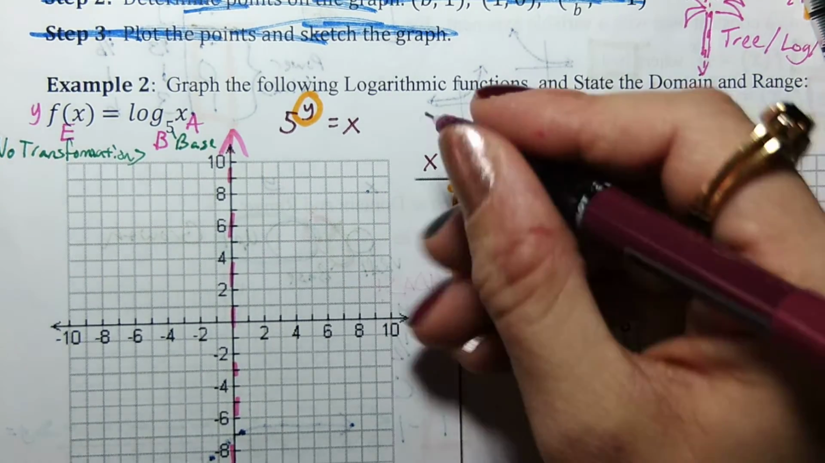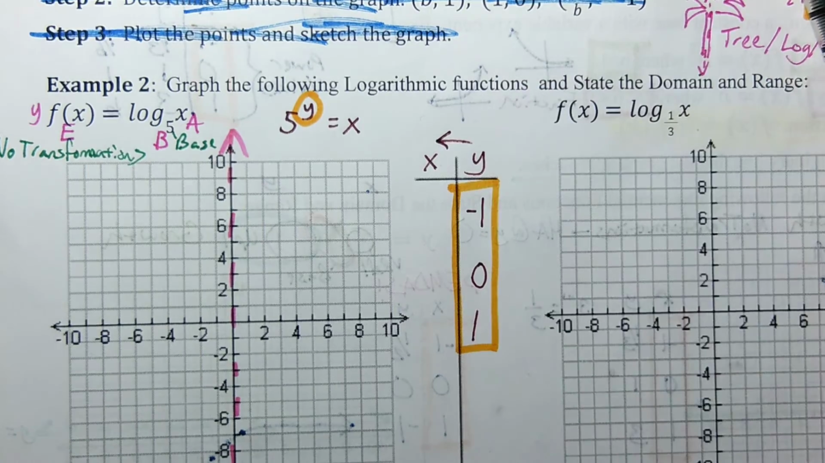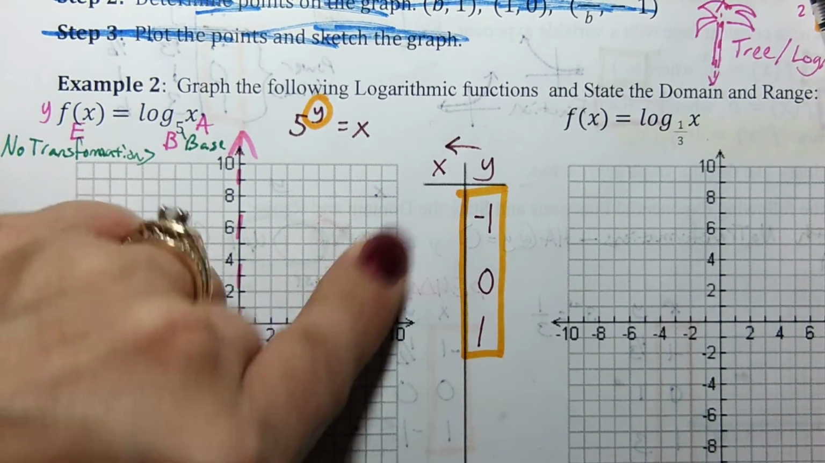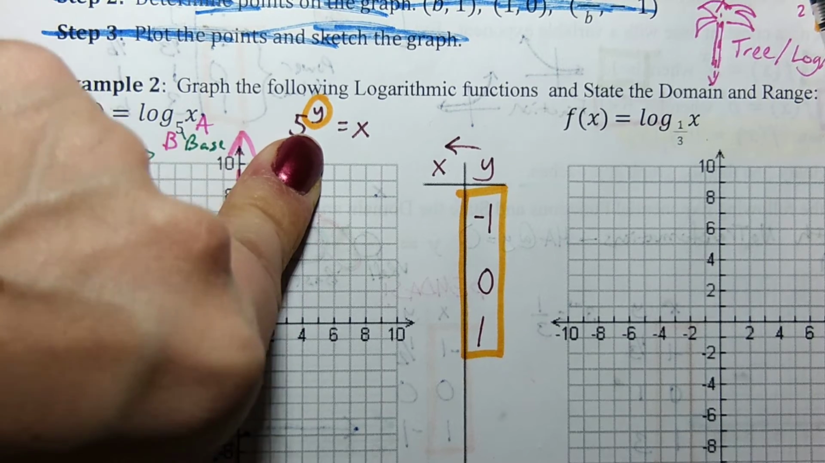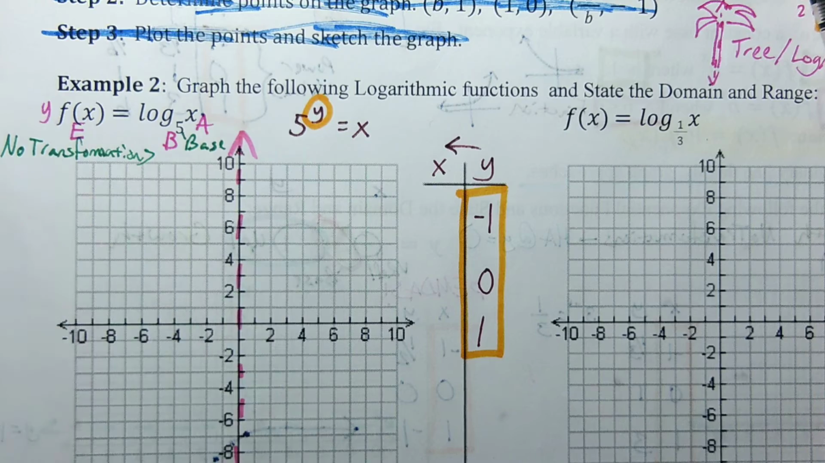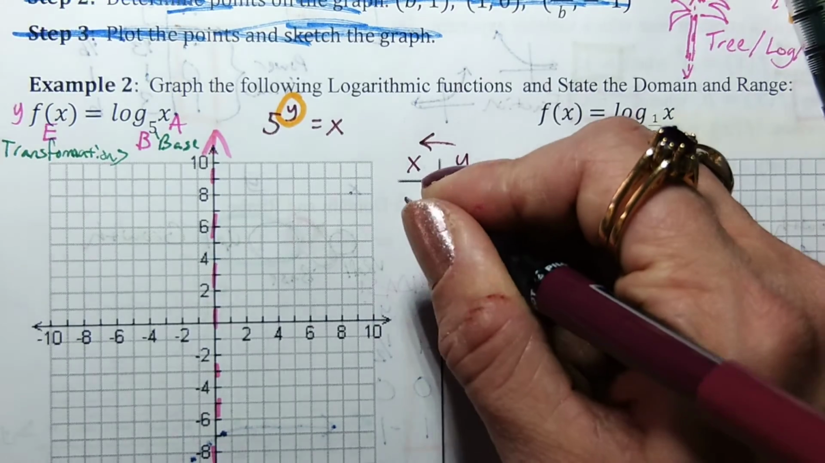And we're going to plug in the y values to get the x values. So what happens when I plug -1 in for y? What's 5 to the -1? 1/5. Take it to the downstairs.